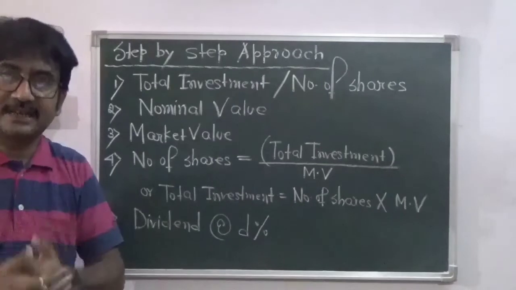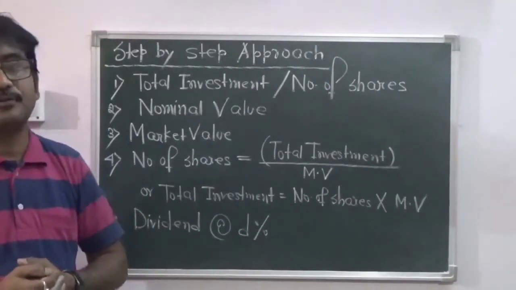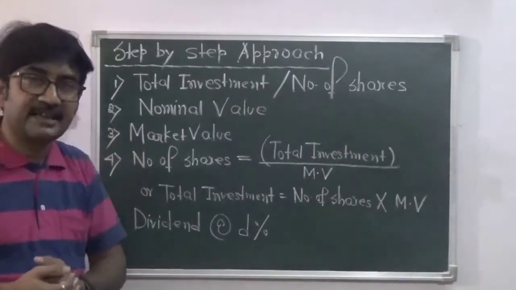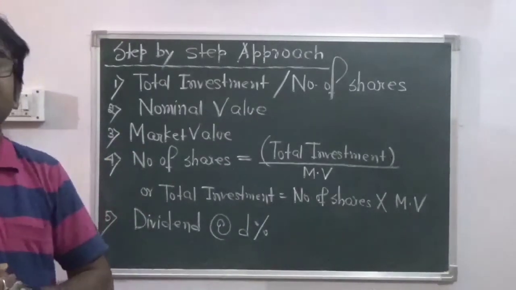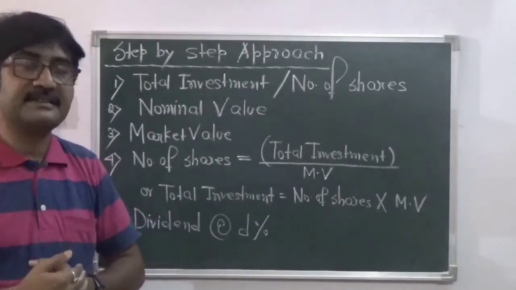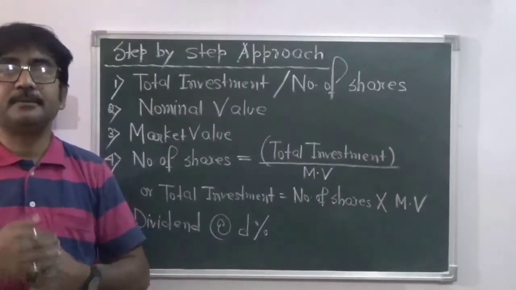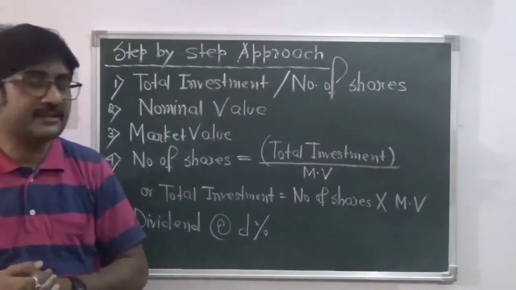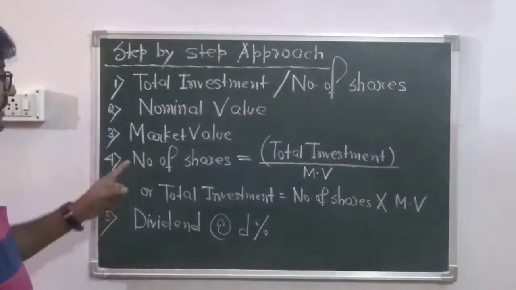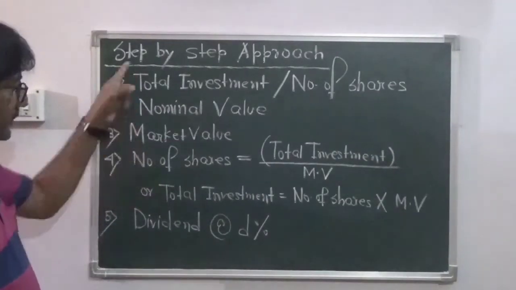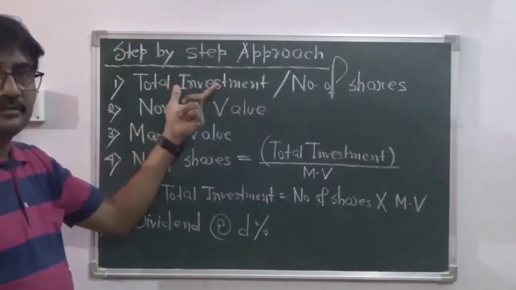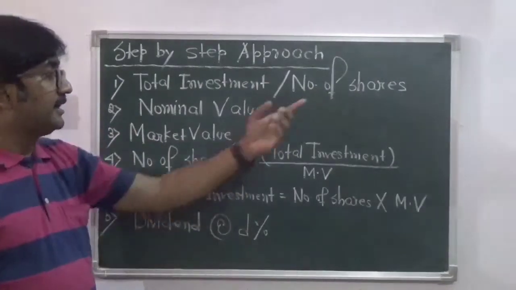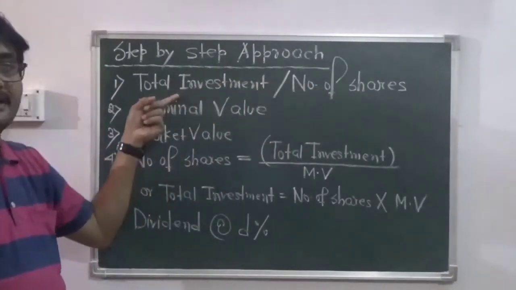It might be given directly what the market value is, or information to find the market value will be there in the question. Information to calculate the market value means whether the share is available at par, or at a premium, or at a discount. In that case you have to look at that and get the market value. Then from point 1 and point 4, if the total investment is known, then you have to find the number of shares, and vice versa. If the number of shares is known, then you need to find the total investment, right?